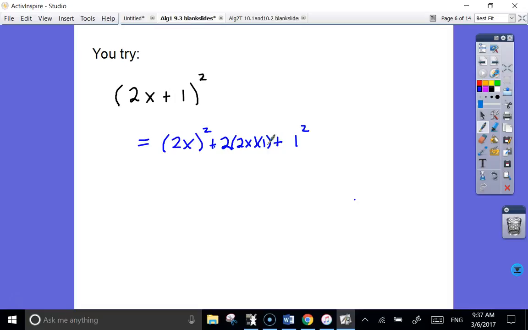So now we can simplify that, right? What's 2x in parentheses squared? 4x squared, right? Now you're using properties of exponents. That's 4x squared. And what's 2 times 2x times 1? 4x. And what's 1 squared? 1. That's what we should have gotten. The first term squared plus the last term squared plus 2 times the inner product.